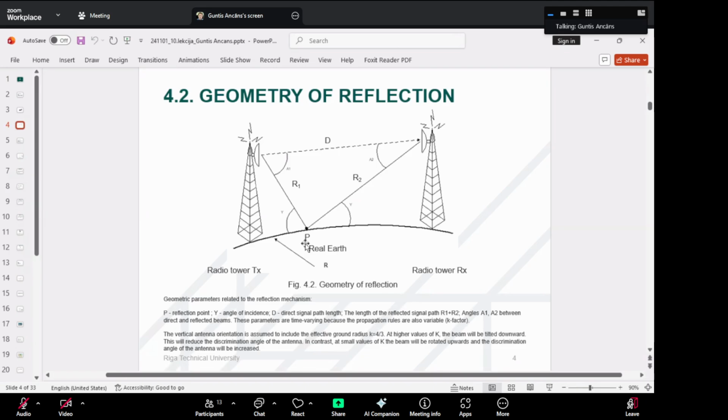In this case, the vertical antenna orientation is assumed, including the effective Earth radius, which is about 1.33 at high values of K. The beam will be tilted downward. This will reduce the discrimination angle of the antenna. In contrast, at small values of K, the beam will be rotated upwards, and the discrimination angle of the antenna will be increased.